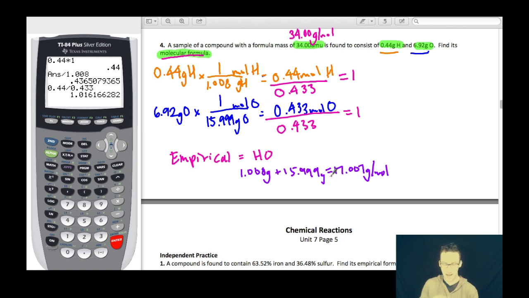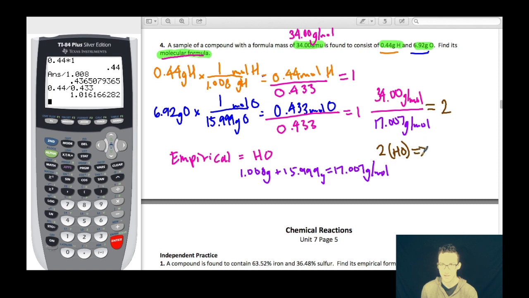That's the empirical formula mass. Now, if I compare the 34.00 grams per mole to the 17.007 grams per mole of the empirical formula, we can determine that the mass of the molecular formula is twice as large as the mass of the empirical formula. So if I know my empirical formula is HO, the molecular formula is going to be twice that, which means that H2O2, or hydrogen peroxide for you nomenclature geniuses out there, is the formula for my molecular compound. So that's the molecular formula for this compound. And we're done.